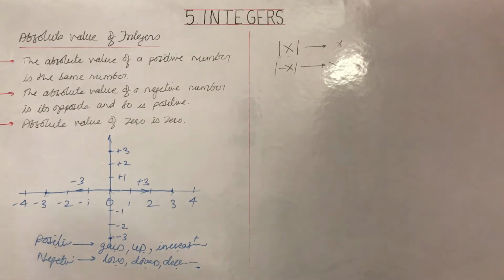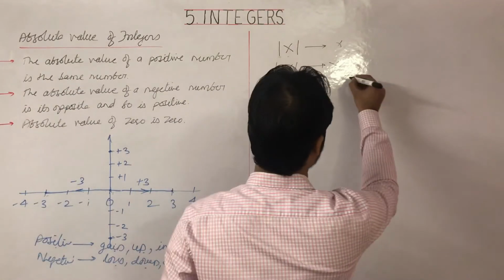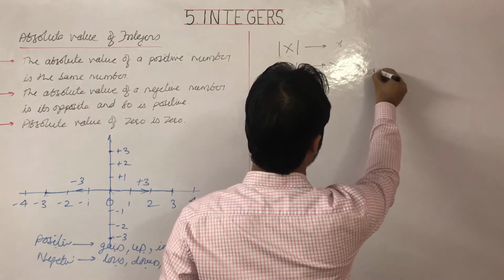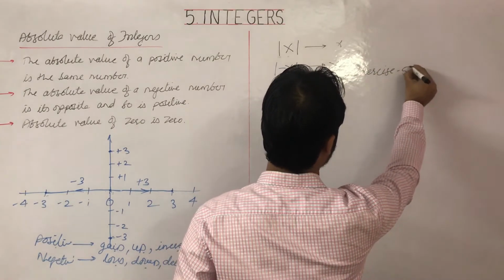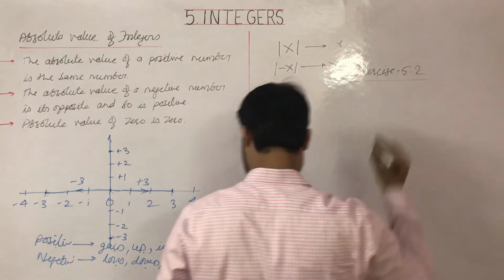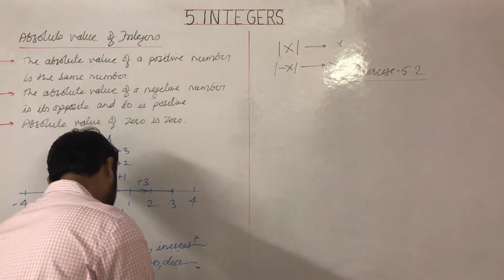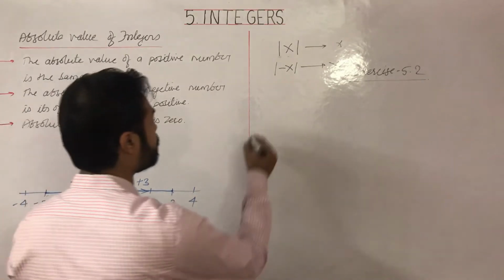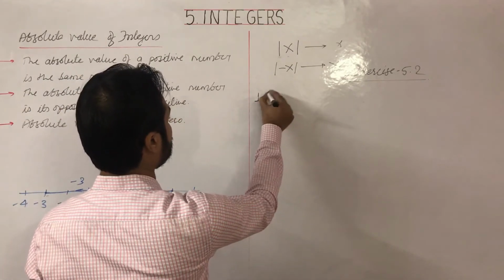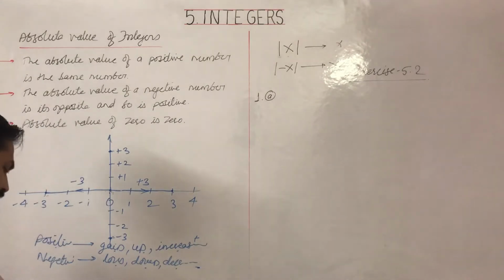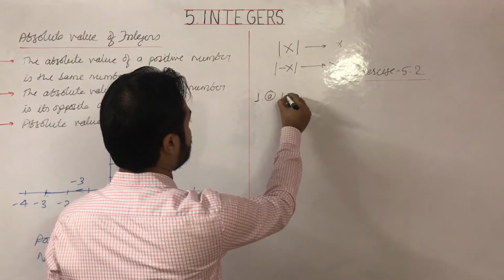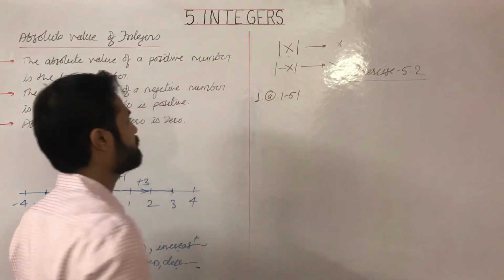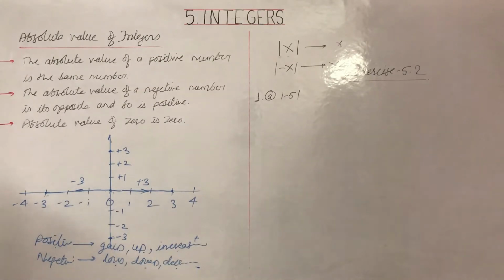Now we'll solve Exercise 5.2. First question. Find the values of, answer number 1, part A. Find the values of mod of minus 5, or absolute value of minus 5.